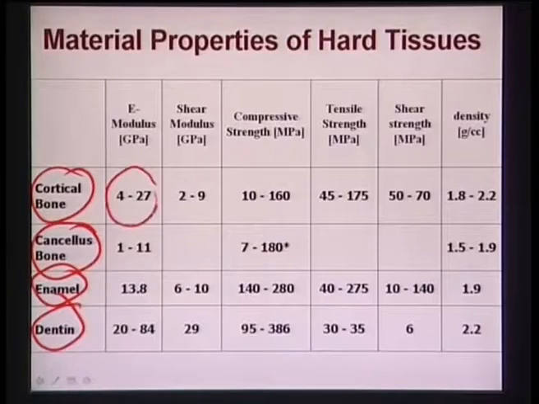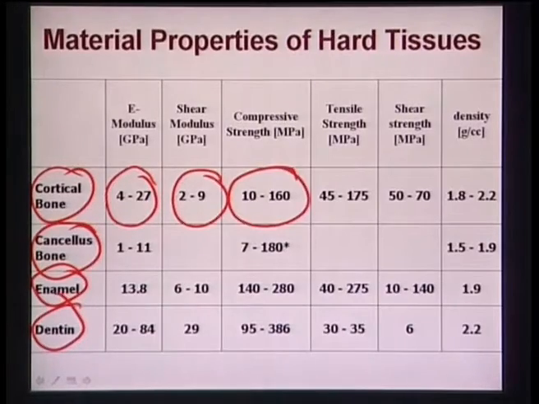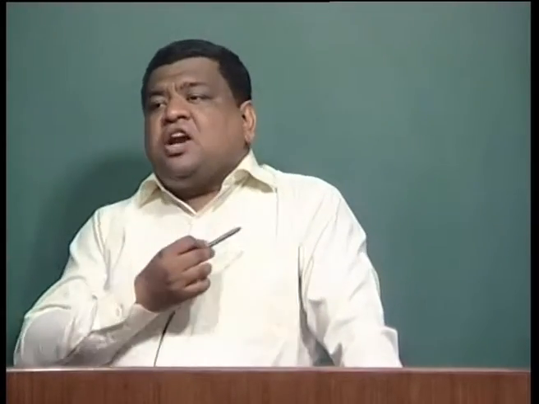Now, first thing I must mention here is that you see all the ranges of values. That means all these bone properties cannot be characterized by a unique property value. You cannot say the elastic modulus of the cortical bone is 10 gigapascal, because depending on the anatomical location, whether you are taking it from the wrist, thigh, or leg, your bone property is also different, because the composition of the bone is also different depending on the anatomical location.